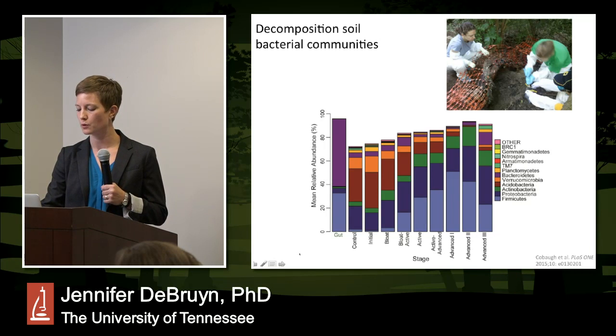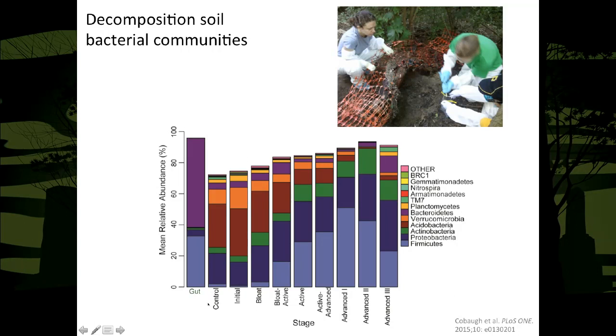As decomposition progresses through the bloat and then through the active, this is when most of the fluids are hitting the soil, and then on through advanced, we see that there's a big shift in microbial communities. One of the most noticeable ones is in Firmicutes, which is this light blue at the bottom, I hope you can see. Firmicutes goes from being very rare in normal soils to over half of our community by advanced decay. So this is a massive swing in the types of microbes that are in the system.